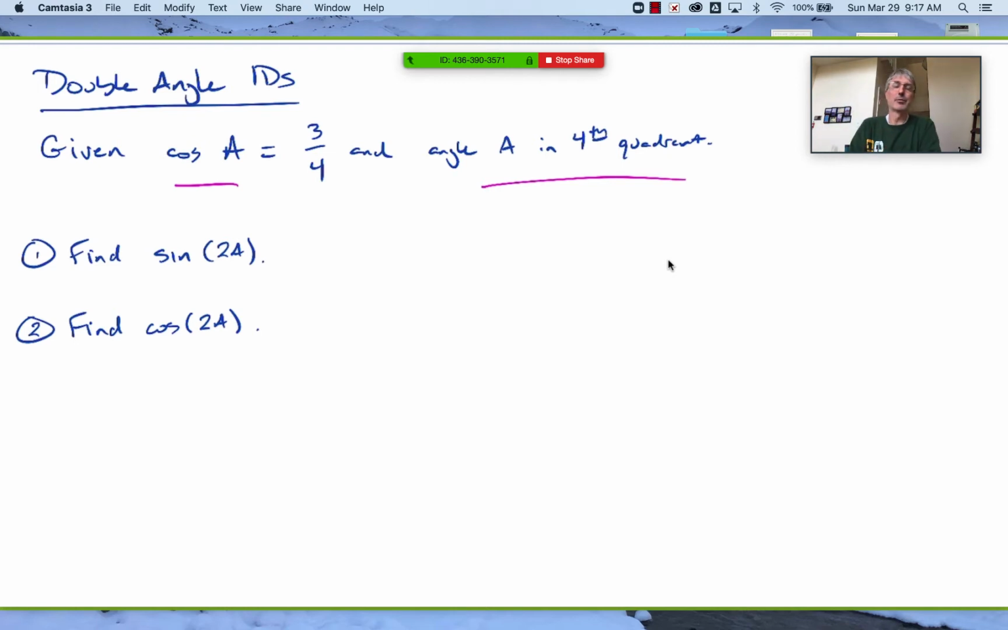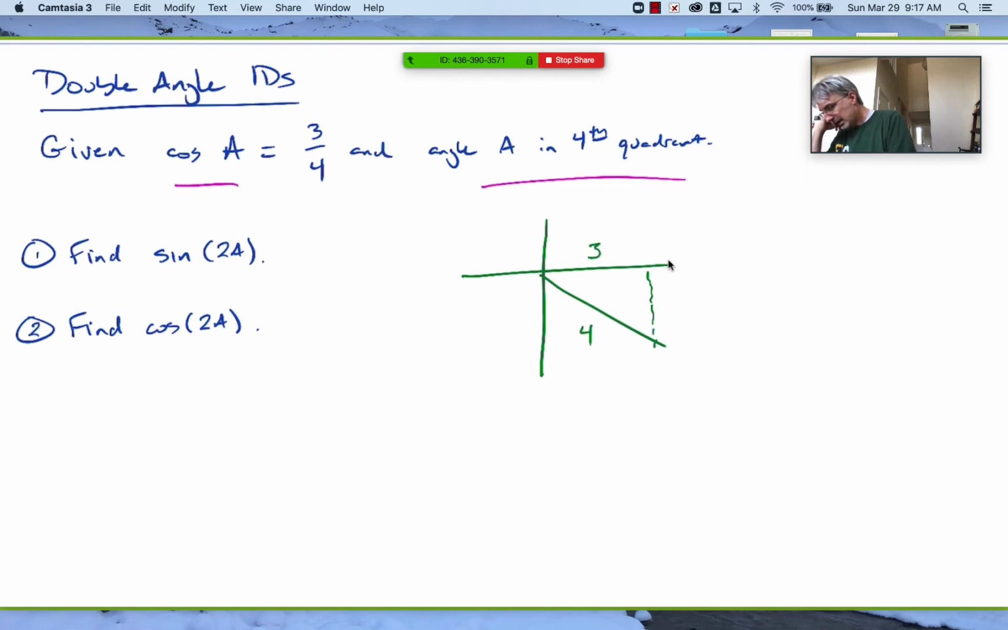But the first step is always going to be to draw the angle. And so angle A in the fourth quadrant. So I'm imagining angle A like this. The cosine of A is 3 over 4. So adjacent 3, hypotenuse 4. And I need to find this missing side.